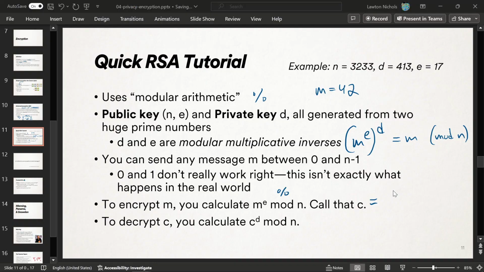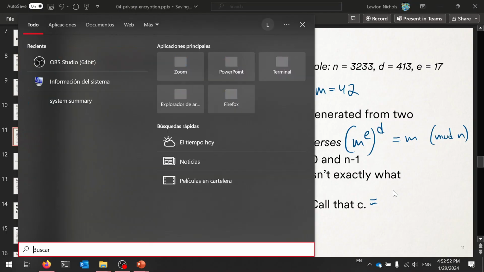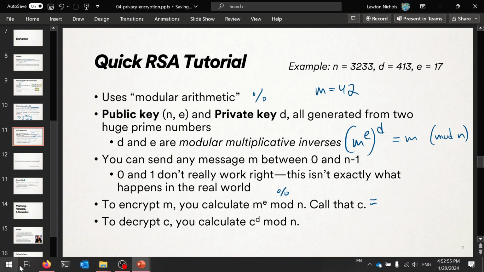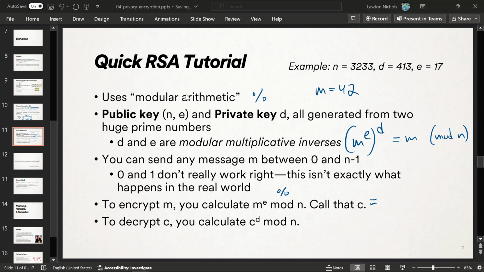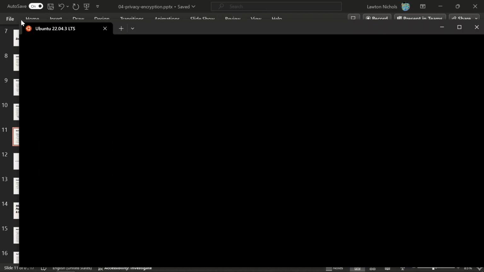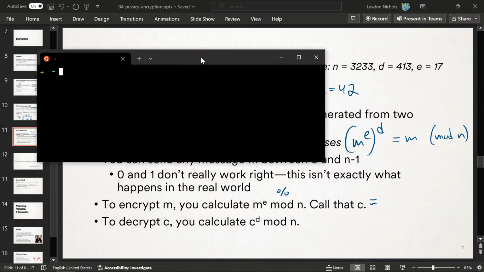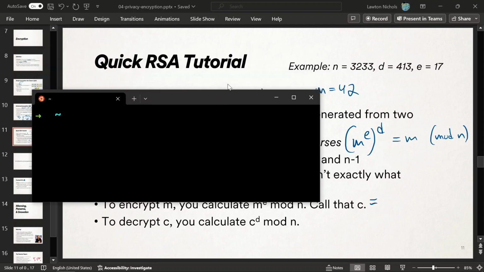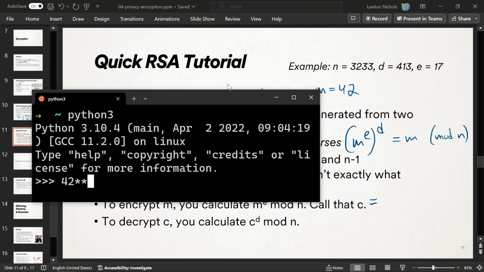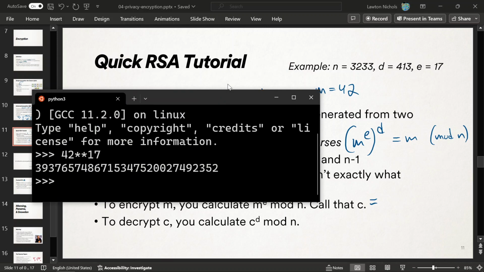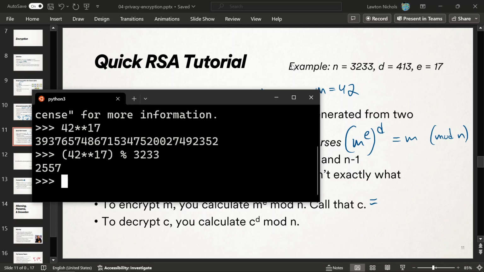So let me pull up my handy-dandy calculator. Let's do the terminal. So we're going to calculate 42, that's our number, to the power of e, which is 17. So 42 to the 17th power is that giant number. And then we're going to take that mod n. We're going to do the remainder by dividing by n. So it's a lot of math. 3233.